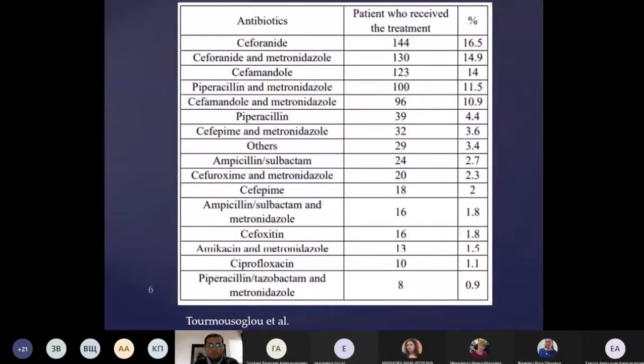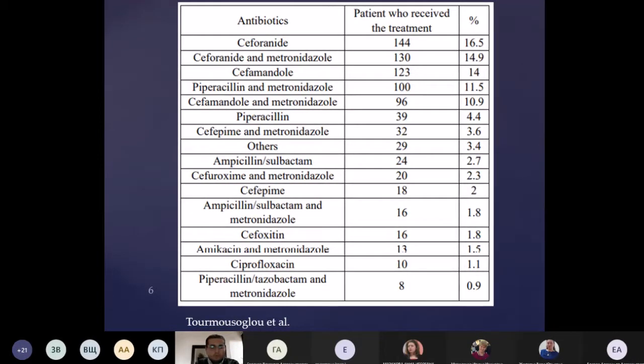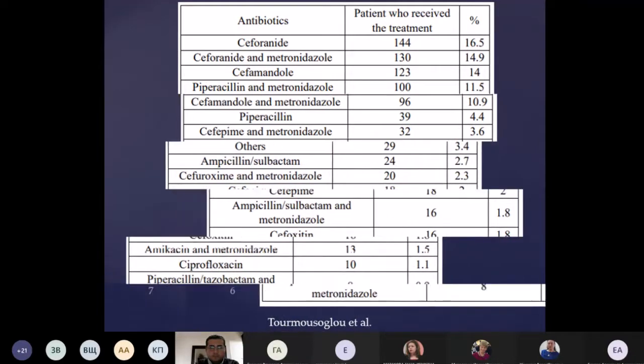We found a very interesting clinical trial by Turmozoglu et al., which supports our principles. The study was based on 176 patients with various surgical infections, and the results were as follows. The study showed that broad-spectrum antibiotics are the most commonly used in surgical practice.